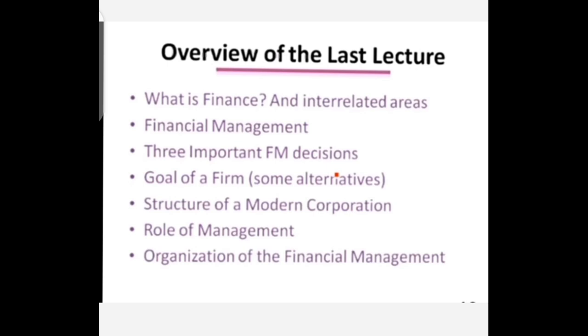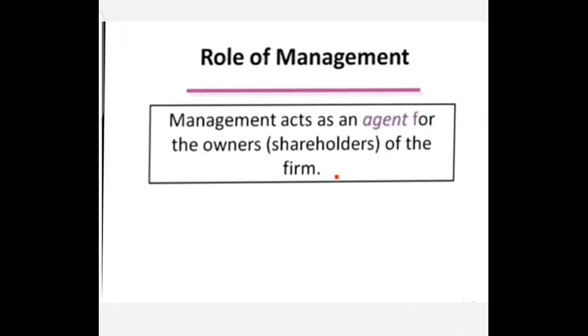Here is the overview of the last lecture. In the last lecture we discussed what finance is and its interrelated areas, financial management, and three important financial management decisions: the goal of the firm, and then the structure of the modern corporation. Today we will discuss the role of management, the organization of financial management, and some other basic concepts regarding finance and financial management. So, what is the role of management?